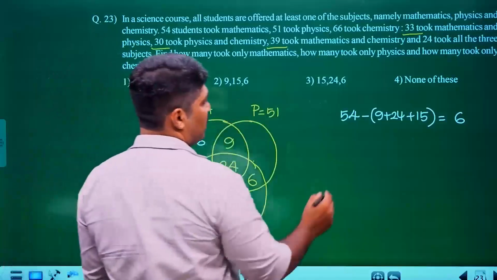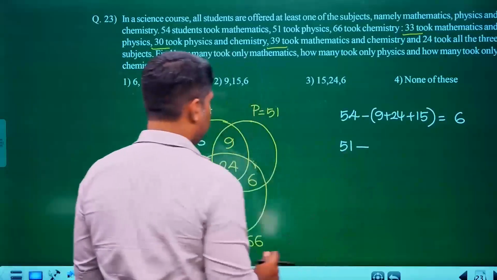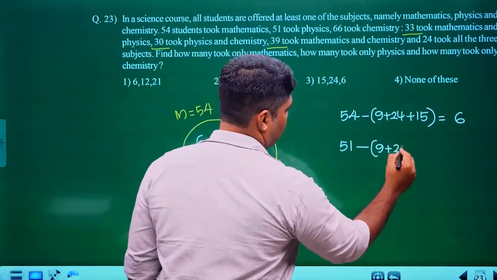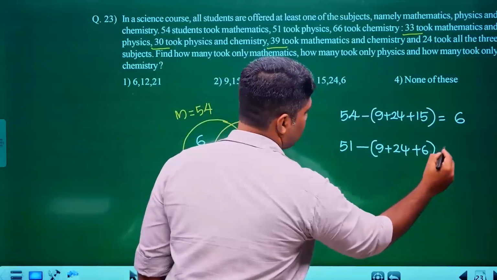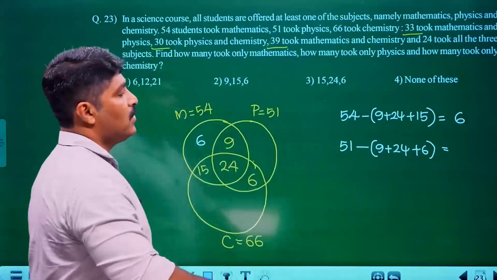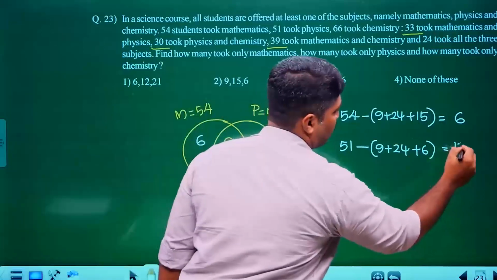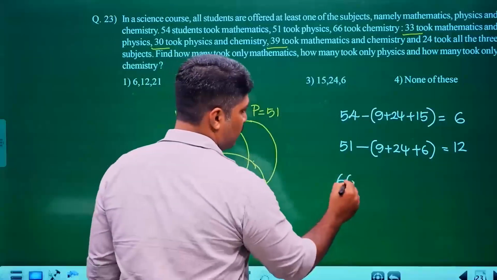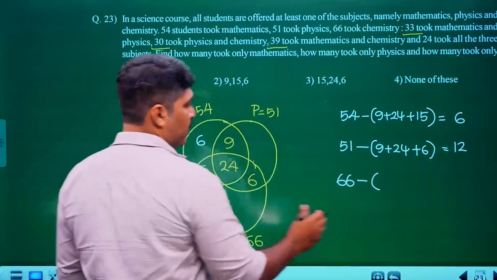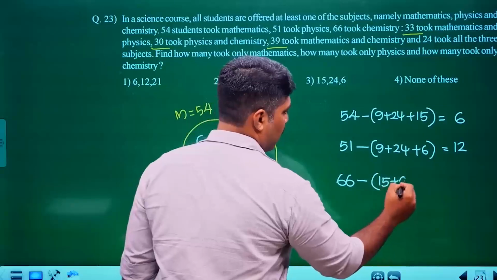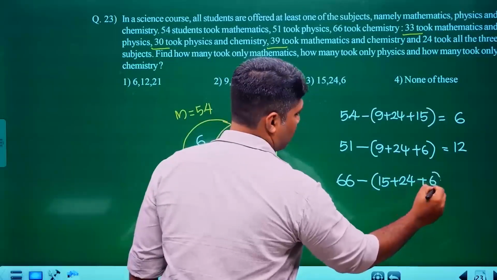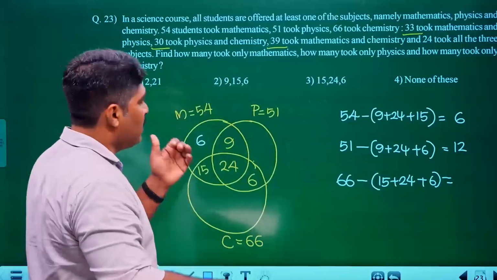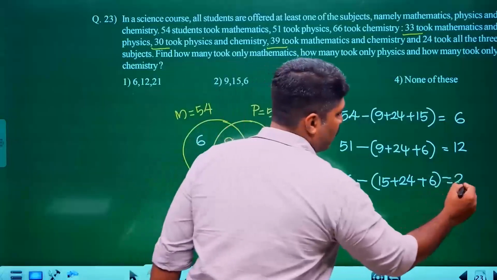Then physics alone, here we just consider that as 51 minus the sum of these three values. So that is 9 plus 24 plus 6. So this is equal to 39. So 39 plus 12 will be equal to 51. Therefore 12 is here. And the third one, that is 66 minus the sum of these three values. So that is 15 plus 24 plus 6. So this is 21 plus 24. So it's equal to 45. 66 minus 45, so that's equal to 21.